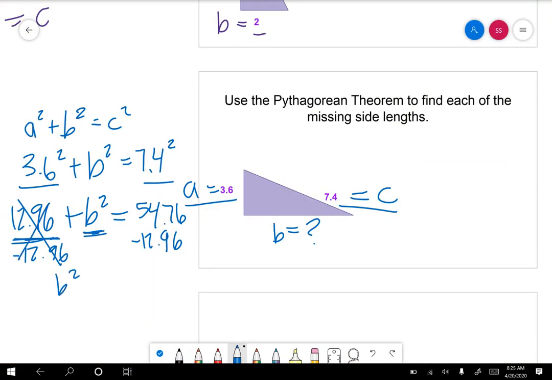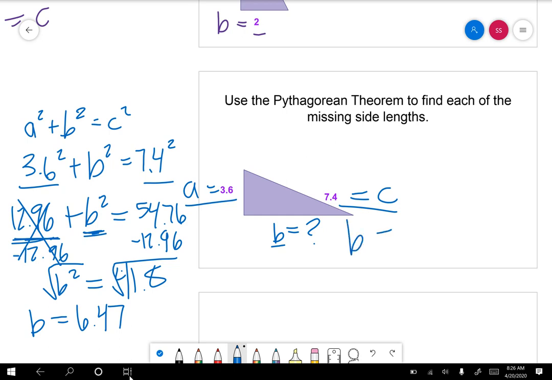We're left with b squared equals, and then we'll do 54.76 minus 12.96, and we get 41.8. Okay, again, we're not done yet because we want just b, not b squared. So we're going to take the square root of both sides to get that b by itself. And if we take the square root of 41.8, we are left with b equals 6.47, rounded to the nearest hundredth.